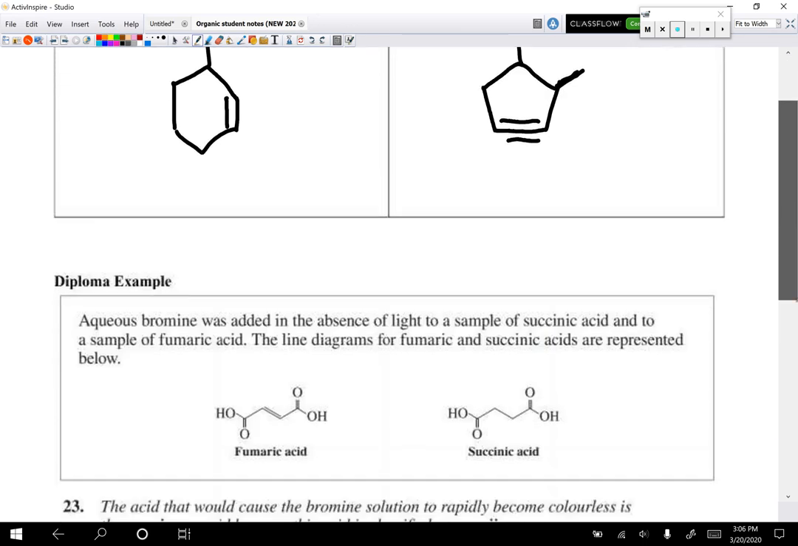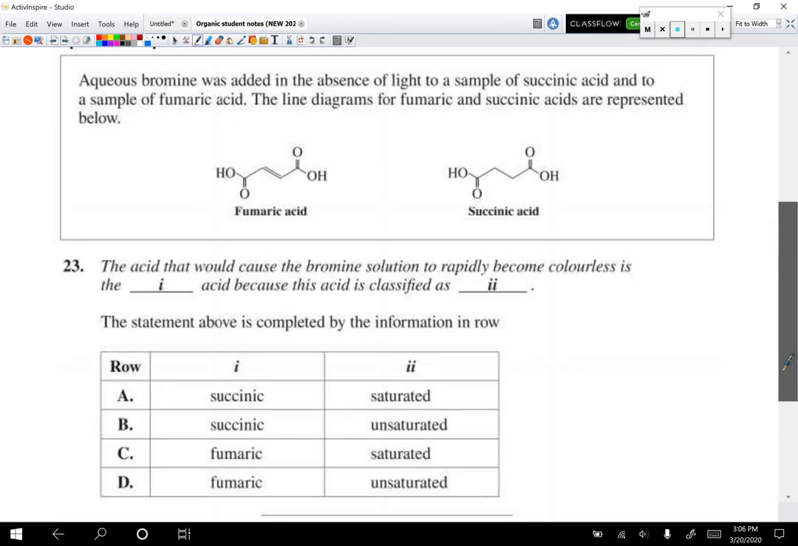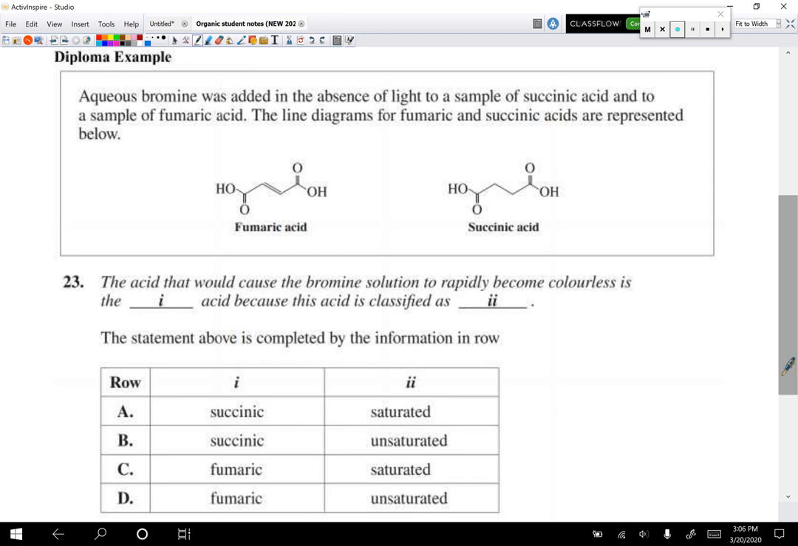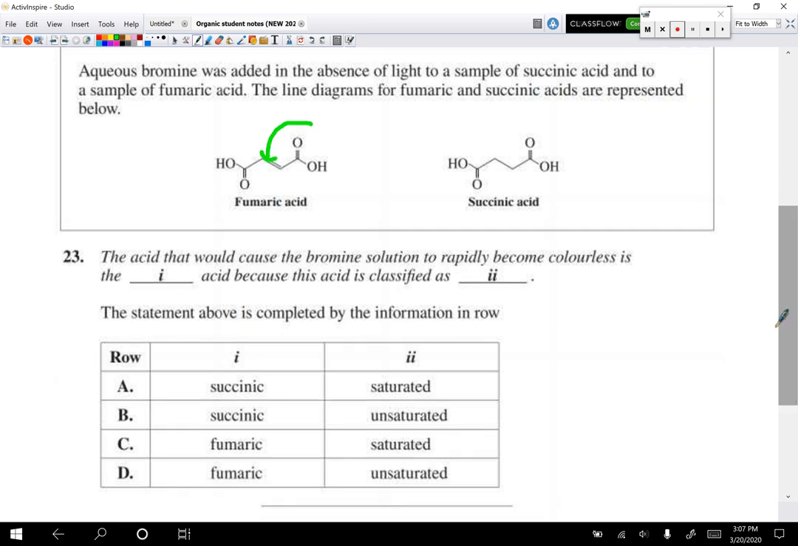All right. Now we have right here, so this is an old diploma example that kind of has the whole idea about testing for our unsaturation, because we see our double bond right here. So I'll let you guys read this on your own, answer the question, and you get a chance to pause this video, read it, answer it on your own, and I'll put the answer up now in 3, 2, 1, and boom, there's the answer, D.